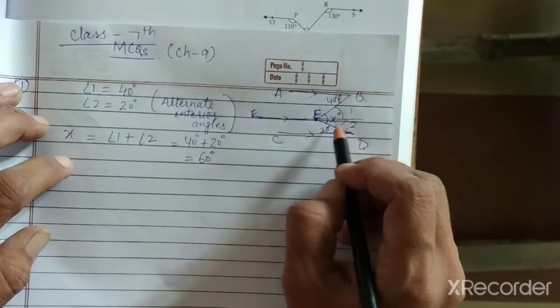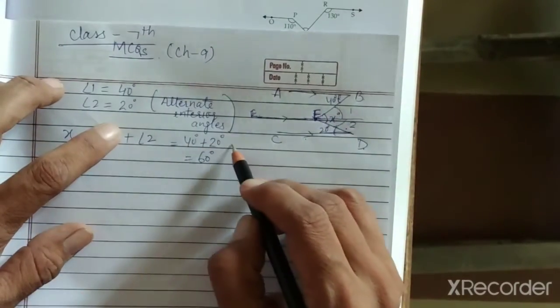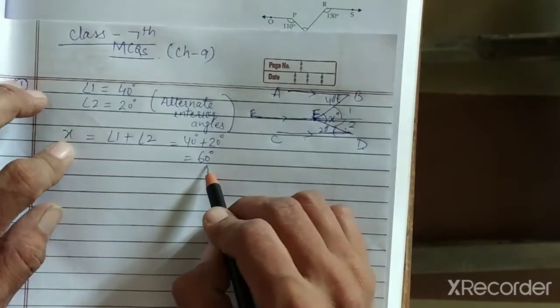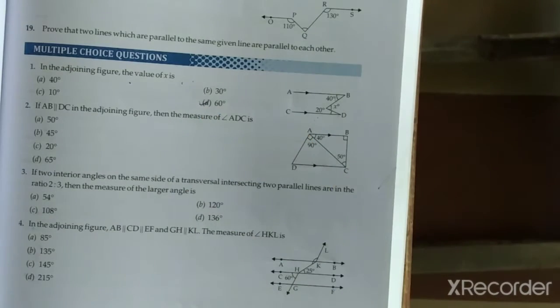Now angle x is the sum of these two, angle 1 plus angle 2, that is 40 degree plus 20 degree, we get angle x equals 60 degree. So our answer is D, 60 degree.